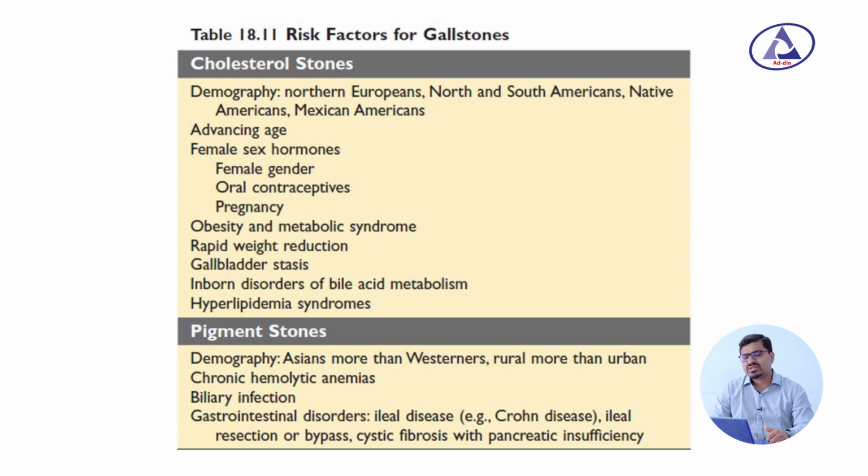Pigment stone risk factors are: Asians more than Westerners, rural more than urban, chronic hemolytic anemias, biliary infection, gastrointestinal disorders like ileal disease, resection or bypass, and cystic fibrosis with pancreatic insufficiency. These all are the risk factors of gallstones.